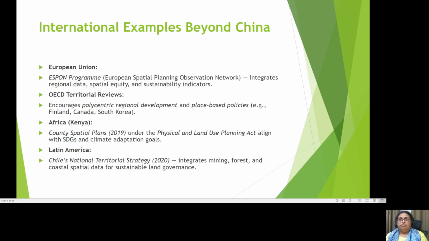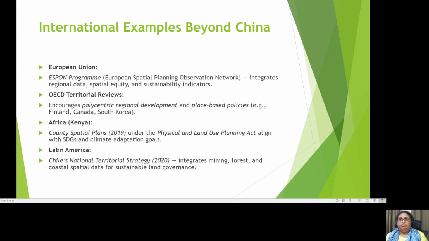So if we look at different examples beyond China, in the European Union there is the ESPON program, the European Spatial Planning Observation Network, which integrates regional data, spatial equity and sustainability indicators. The OECD, which is an external funding agency and policy SPV, encourages polycentric regional development and place-based policies for Finland, Canada and South Korea.